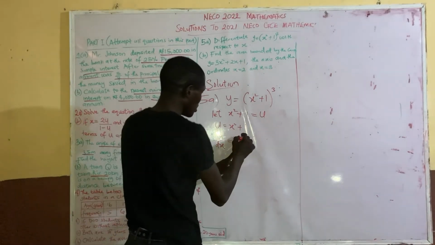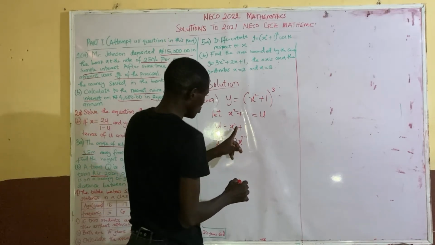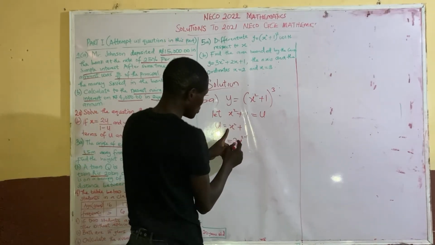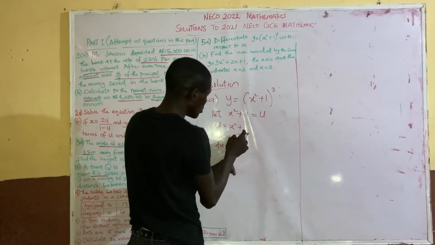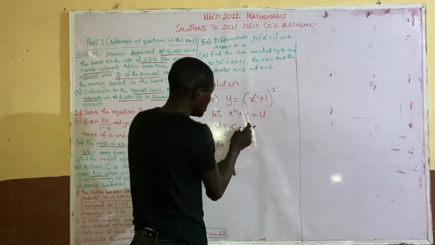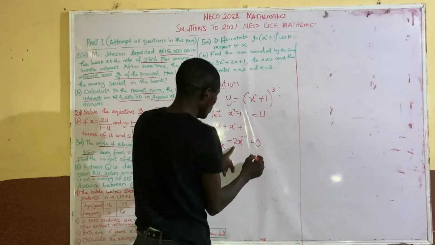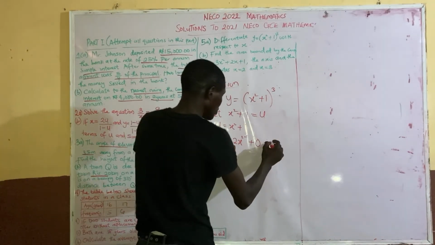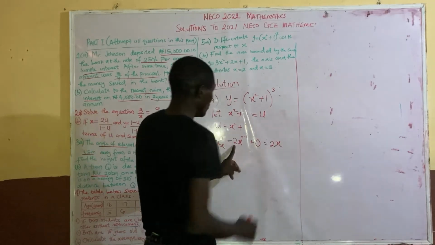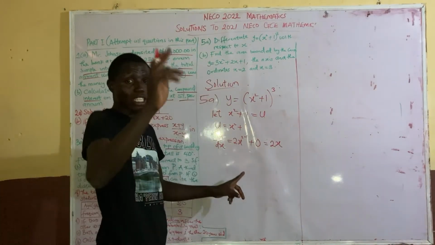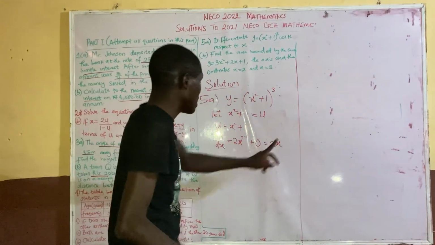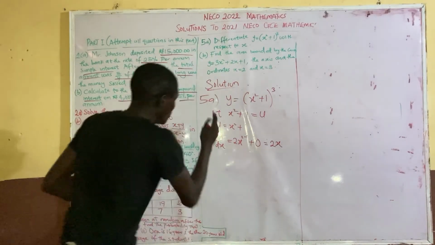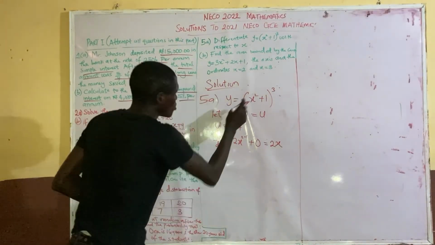2x raised to power 2 minus 1. So 2 times this one is 1, 2 times 1 is 2. x raised to power 2 minus 1 plus the differential of 1 is 0. So we have du/dx equal to 2x, because x to the power 2 minus 1 is x to the power 1, and x to the power 1 is x.